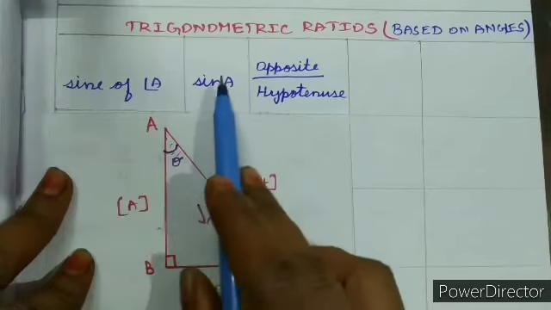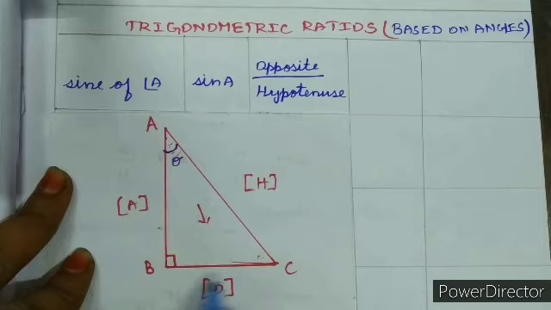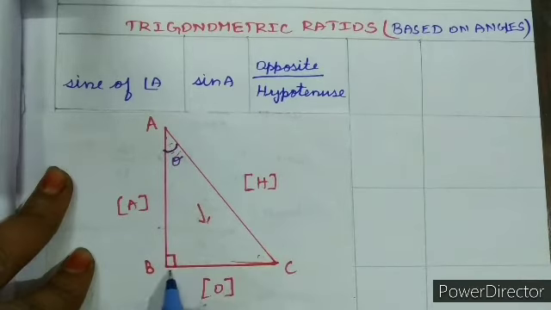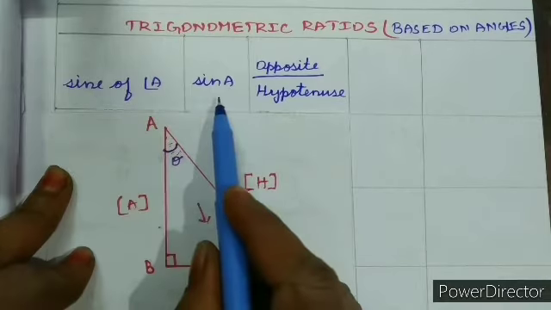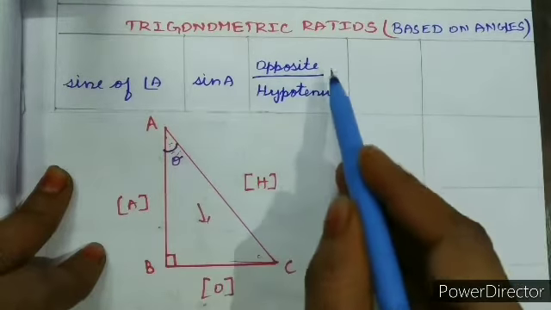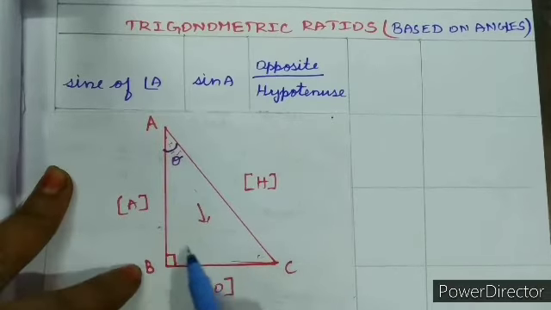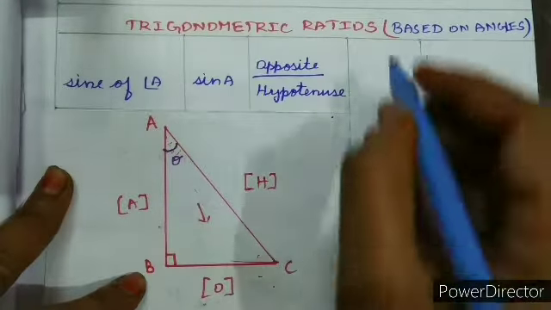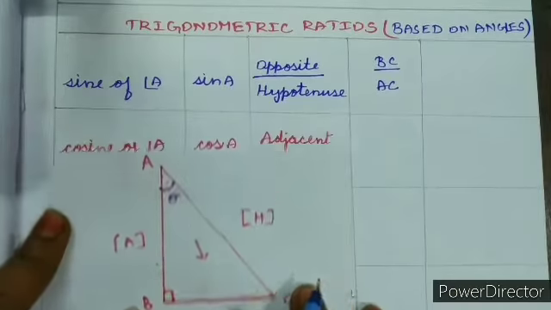Now we are going to see the trigonometric ratios based on the angles. Let's consider a right angle triangle, right angled at B. First, it is sine of angle A, which we write as sin A. Sin A is opposite by hypotenuse. For angle A, the side which is opposite to angle A is BC, so this is the opposite. So we get BC by AC.